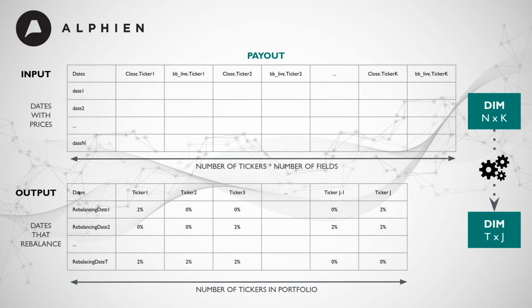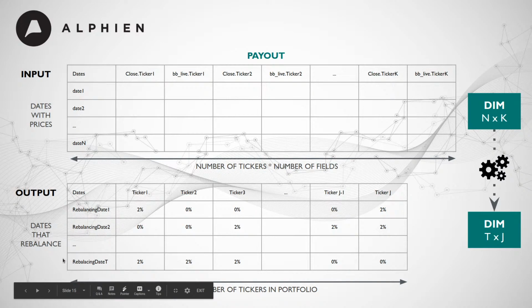And then on the left hand side is going to be rebalancing dates. We've said before it's discretionary. You can do fixed rebalancing or non-fixed rebalancing. So that's about the constraints.